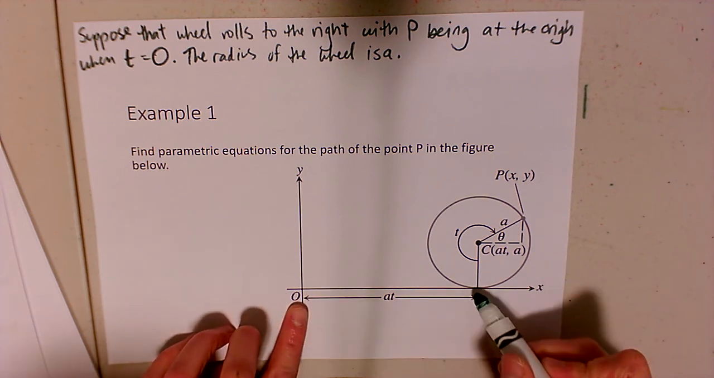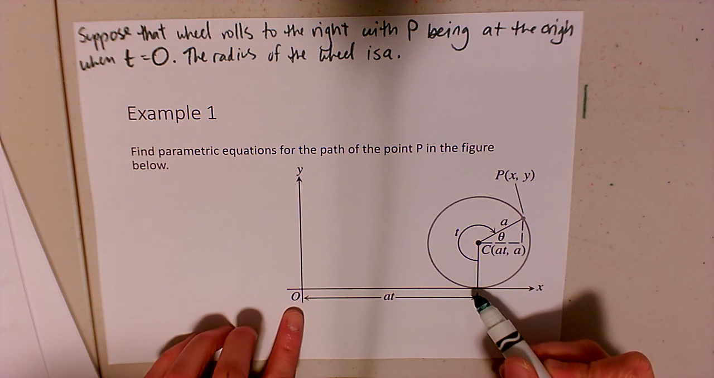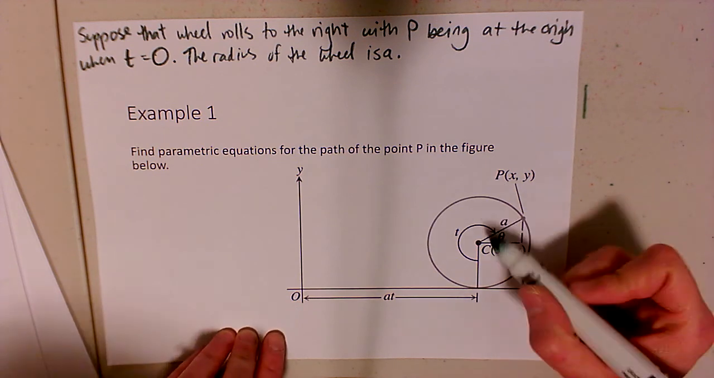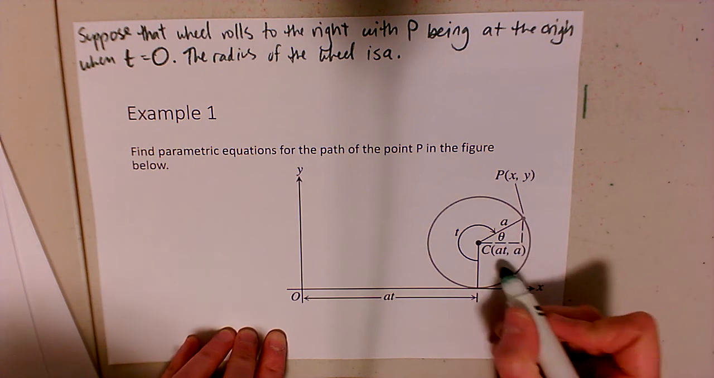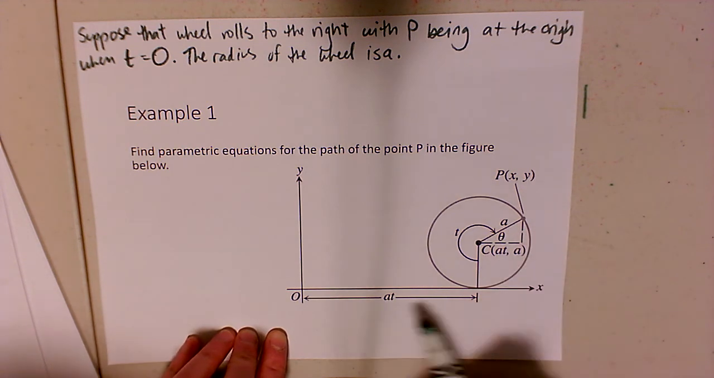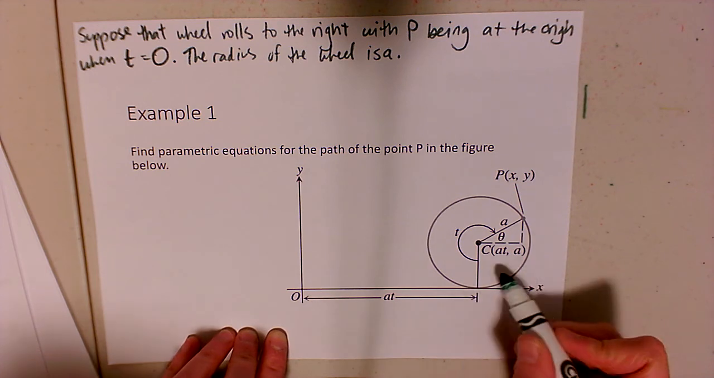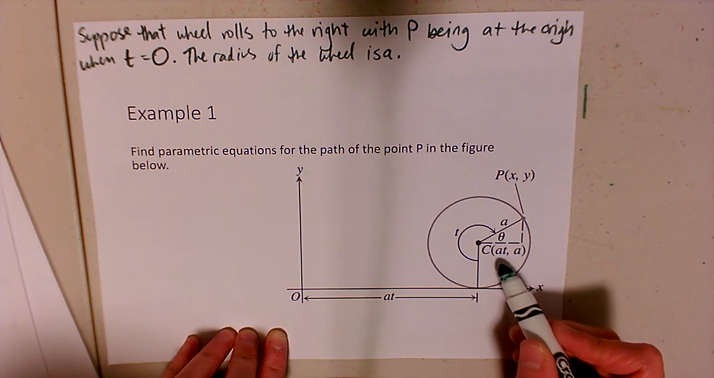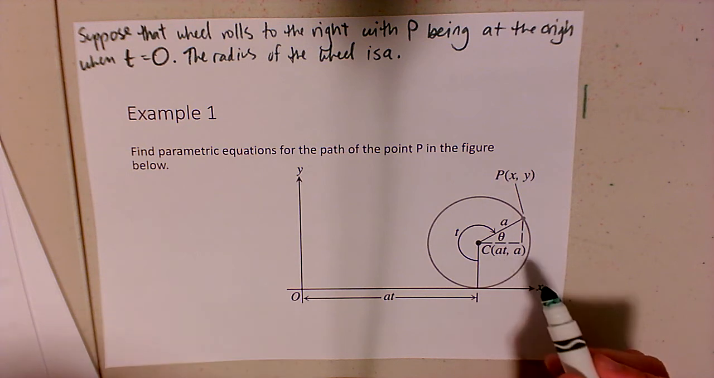Here's the origin, and then here will be the base of the wheel. So the base of the wheel, or the wheel's center, is going to be at this point right here, AT comma A, right? So this distance AT, that's the distance from the origin to the center, and then A, well, A is just the radius of your circle, so that's your height up. So then this is AT comma A.